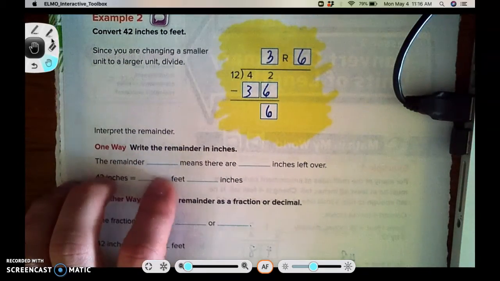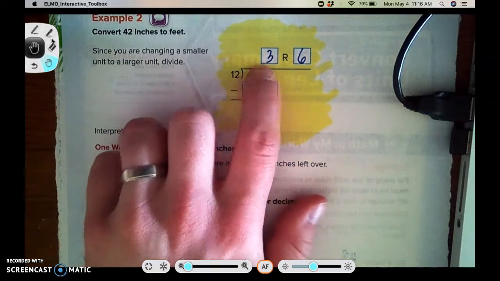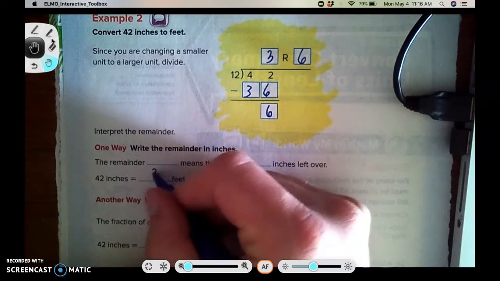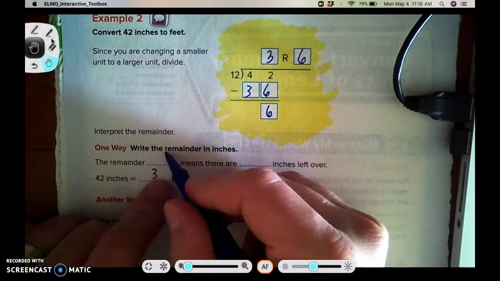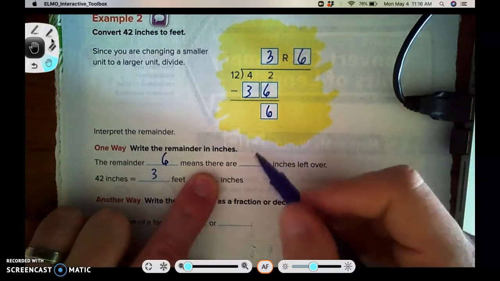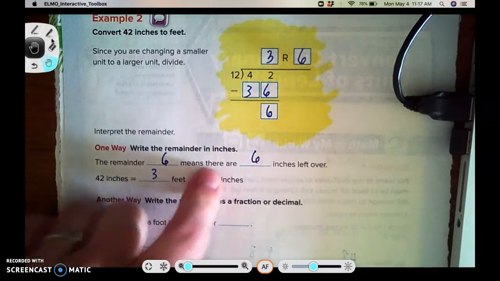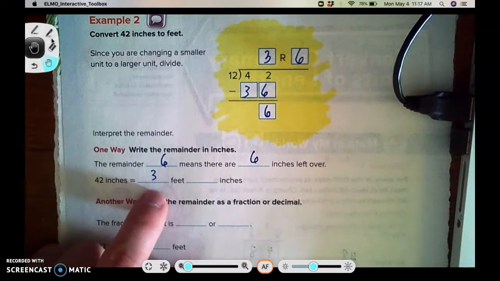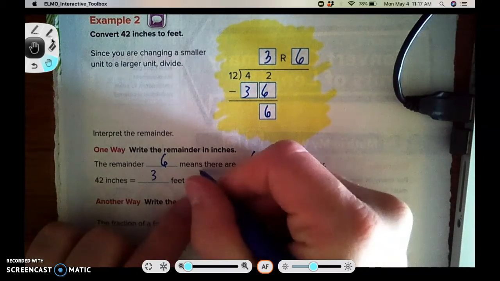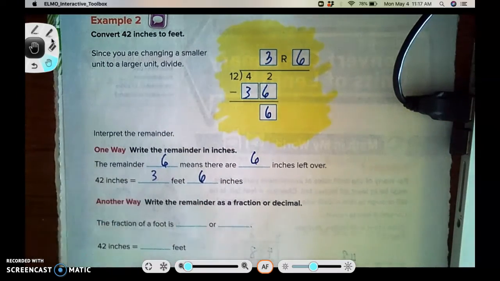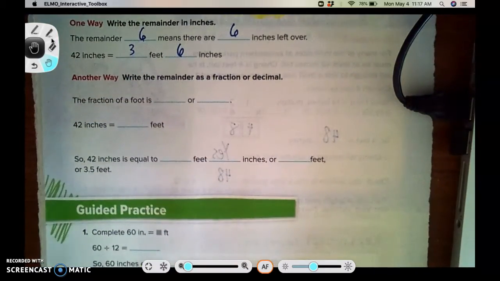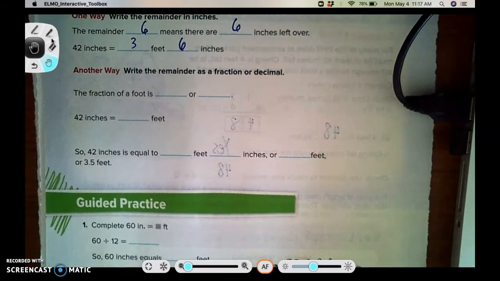It says interpret the remainder. So we had 36 inches, or 3 feet. And the remainder of 6 means there are 6 inches left over. We don't have enough to make another full foot. So our answer of 42 inches is going to be 3 feet and 6 inches, because that's what's left over that doesn't go into a full foot. We can write it as a decimal or fraction. I don't need you to mess around with that. As long as you can convert it, I'm happy with that.